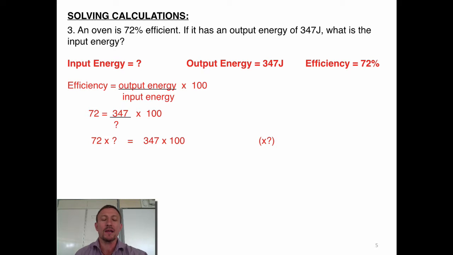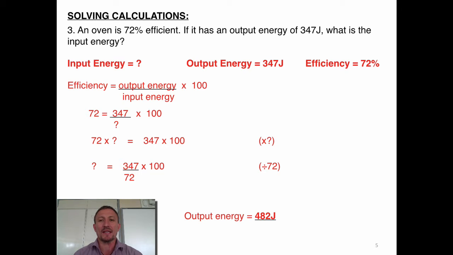So I'm going to multiply the left-hand side by the question mark, because I don't want the question mark at the bottom, I want to move it up so it's all on one row. So now I say to myself, right, what do I got to do to keep the question mark on its own? We're going to get rid of that 72. So the 72 is multiplying the question mark on the left-hand side. So to move it to the other side, do the opposite function. So I've got to divide by 72, which means that we get the output energy is 347 divided by 72 times 100, which gives me an overall input energy of 482 joules.